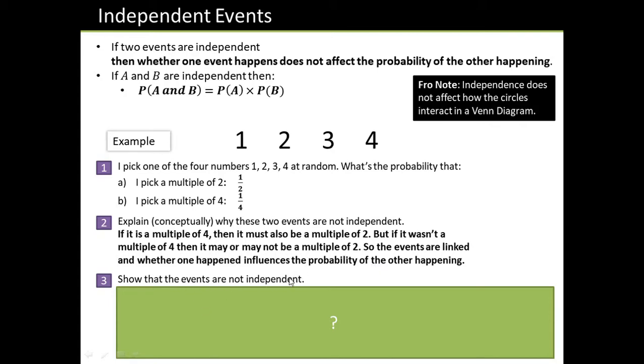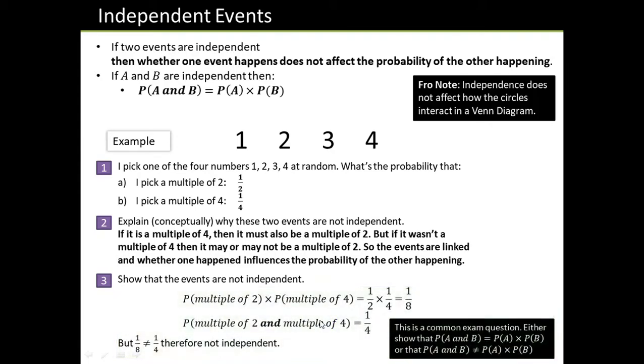And to show they're not independent, we have to use that rule there. So we have to show that when we multiply the probabilities, we don't get the actual value that you would have for the probability of picking a multiple of 2, and that's also a multiple of 4. So the probability of picking a multiple of 2 multiplied by a multiple of 4 is 1/8. But if you get a multiple of 2 and a multiple of 4, that's 1/4, because that's just the number 4, isn't it? 1/8 does not equal a quarter, therefore they are not independent.